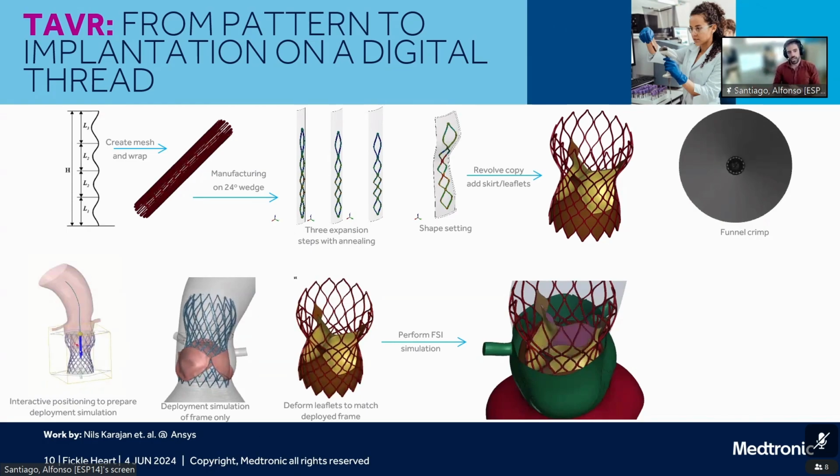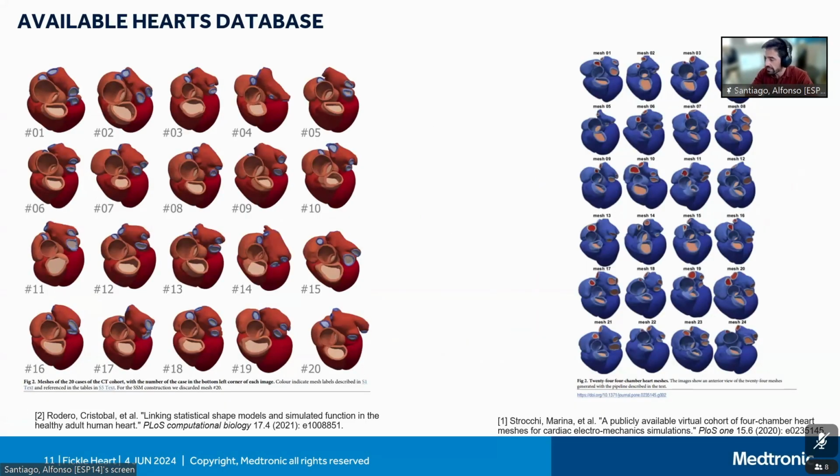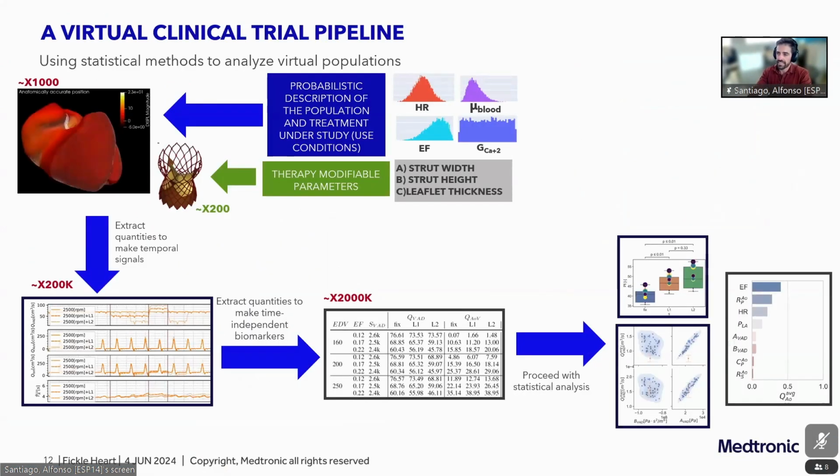Afterwards, the positioning of the frame in the aortic sinus, and the deployment, and of course the fluid-structure interaction between the leaflets and the fluid, right? If you have a pipeline like this, you can think of deploying it in a database like the Cristobal or the Marina database. These are human hearts, so we can think of deploying this automatic framework fabrication in this set of hearts, and you can think of having something like this.